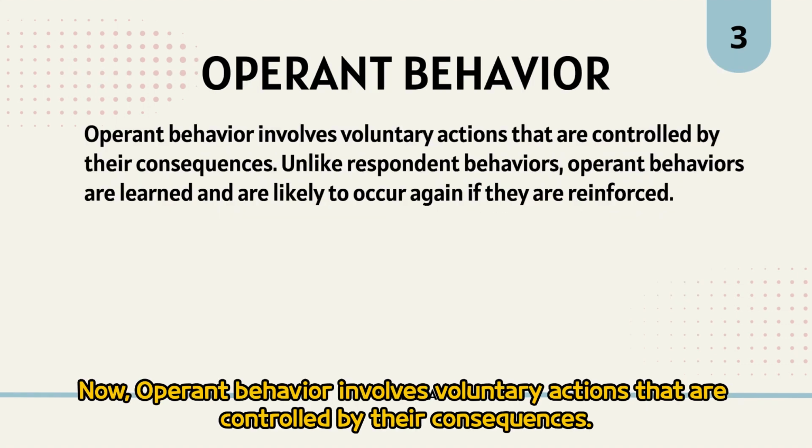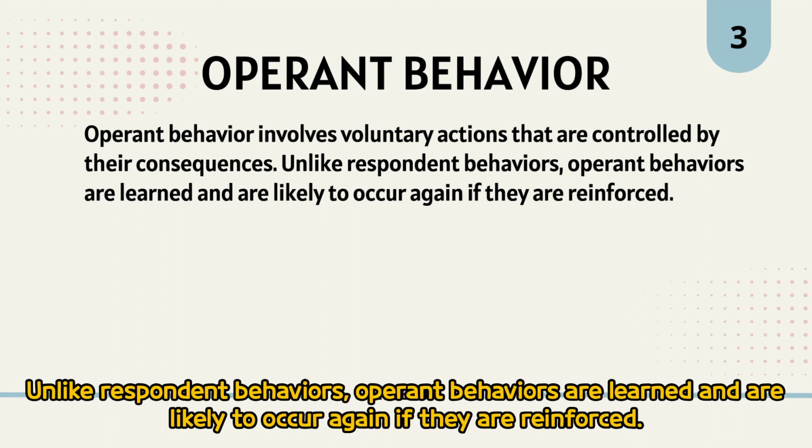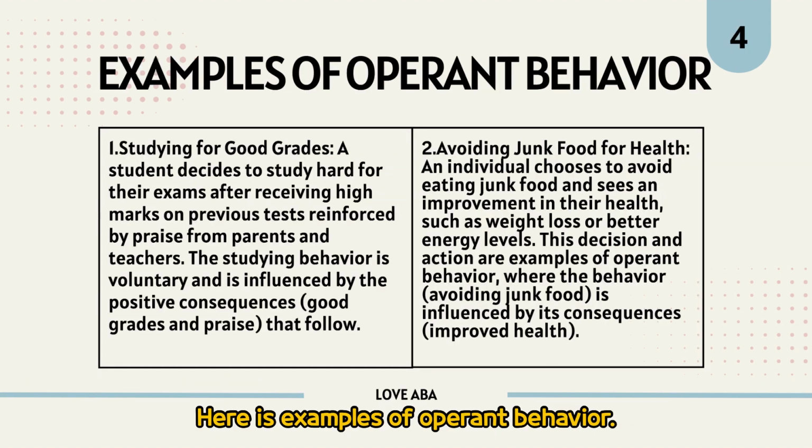Now, operant behavior involves voluntary actions that are controlled by their consequences. Unlike respondent behaviors, operant behaviors are learned and are likely to occur again if they are reinforced. Here are examples of operant behavior.